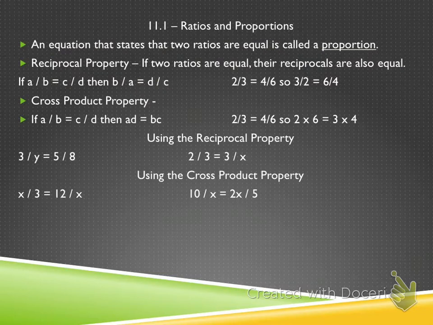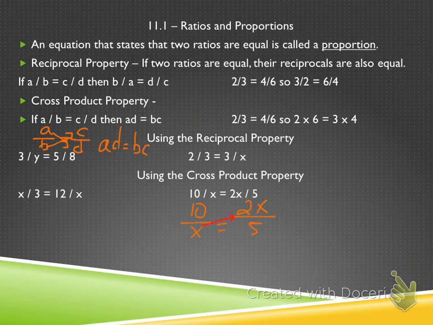Next one is using the cross product property, which is where I'm cross multiplying, just like you've probably done before, you should have done before. So again, A over B equals C over D. I cross multiply, so AD equals BC. When I do this, actually I'm going to do the second one first. So 10 over x is equal to 2x over 5. Again, I cross multiply here.